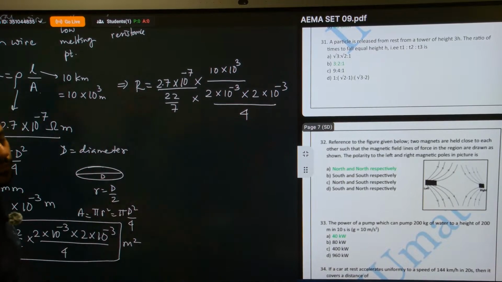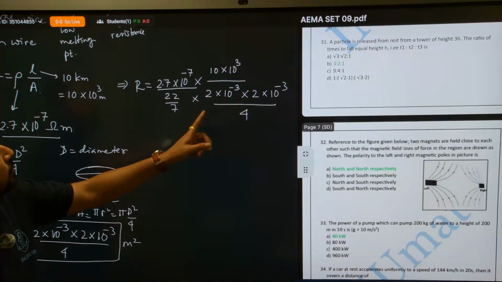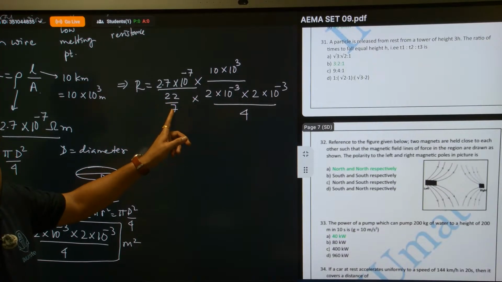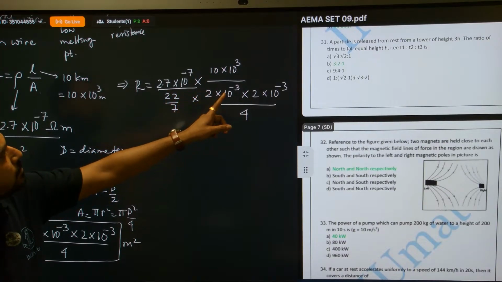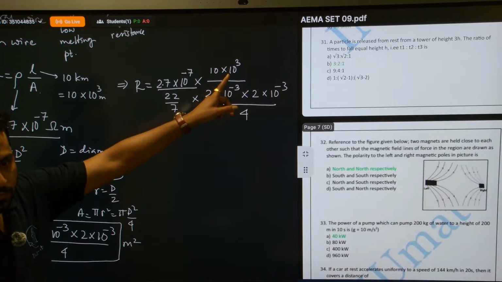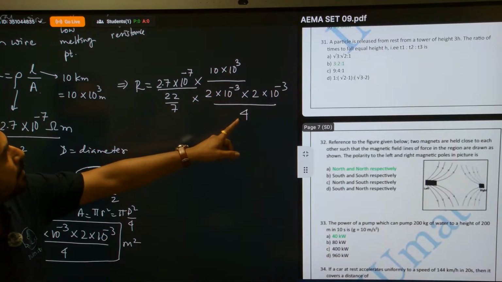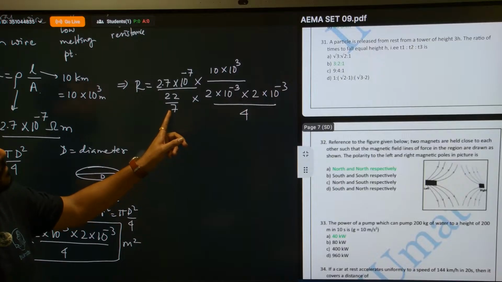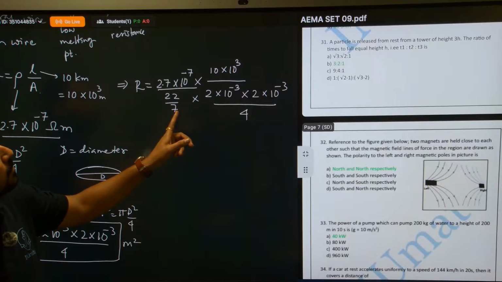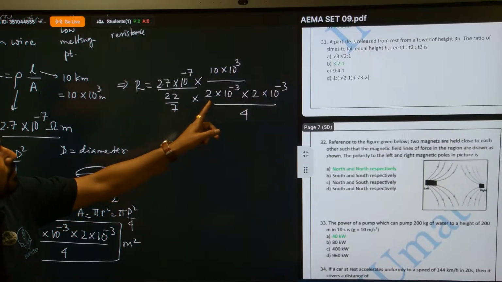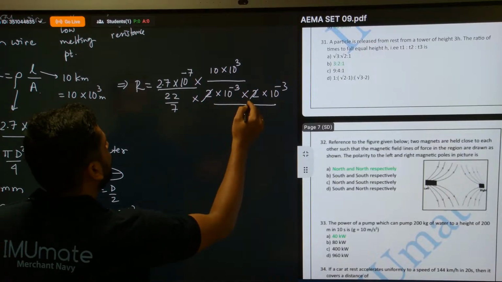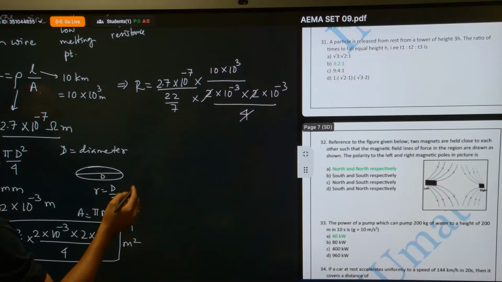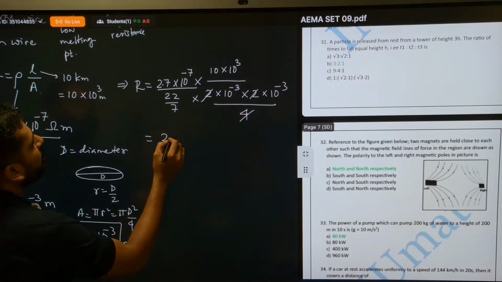Yes, say, what? That will cut completely. Which part? Sir, can we not directly put 7 in the numerator? These two. 22/7 will cut with which? 2 into 10 power minus 3 or 2 into 10 power minus 3 by 4. Yes, these 4 will cancel out. Oh, only the 4 part. Yes, okay. Now 2.7.